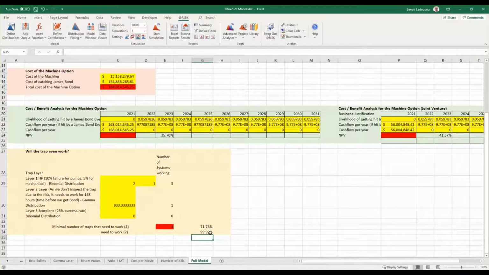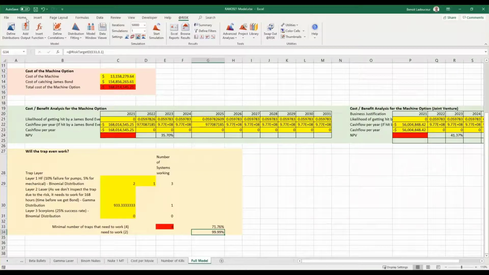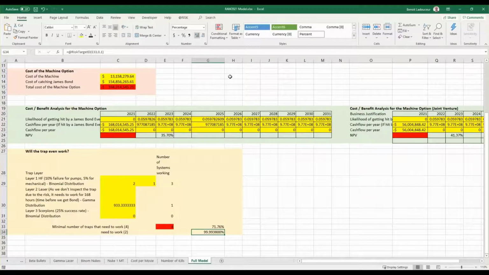Well, I'm at 99.99%, and I could spread this out a little bit to see by how much. So, 99.9938% chance if I only need one to work. Is that enough for James Bond? Not necessarily. So this is where we're going to start working with Bayes' theorem.